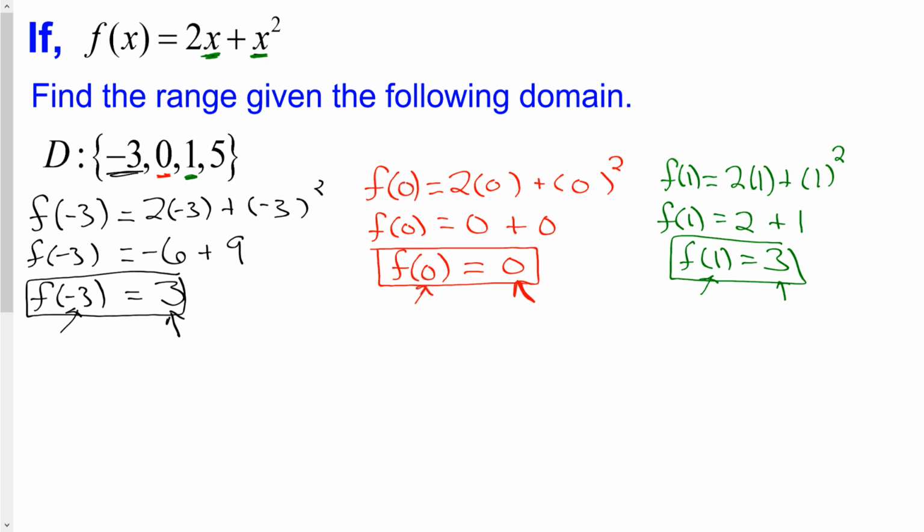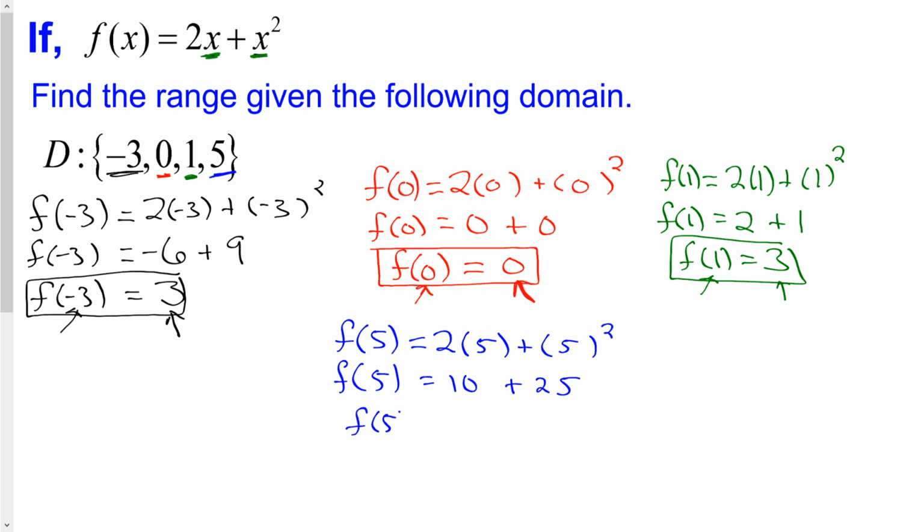And lastly, we need to find the domain value. With the domain value of 5, we need to find the range. It's going to be f of 5 this time equals 2 times x plus x squared, where x is 5. So f of 5 equals 2 times 5, which is 10, and 5 squared is 25. So f of 5 equals 10 plus 25, which is 35. So we have all of our domain values paired up with our range values.